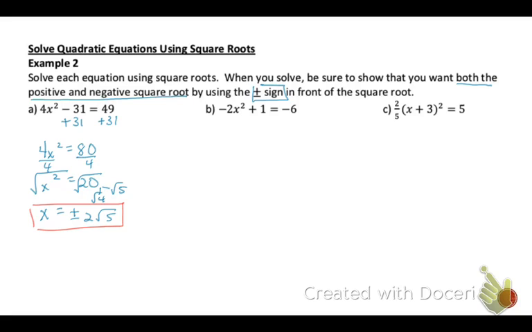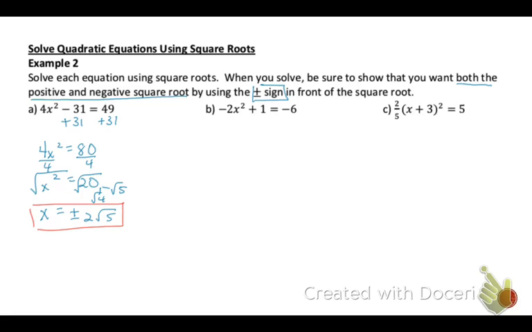Now, if you're wondering where that crosses the x-axis, you can take 2 times the square root of 5 on your calculator and get an estimate. But we're going to solve in exact terms, so we're going to leave it in the square root form. All right, let's look at B.